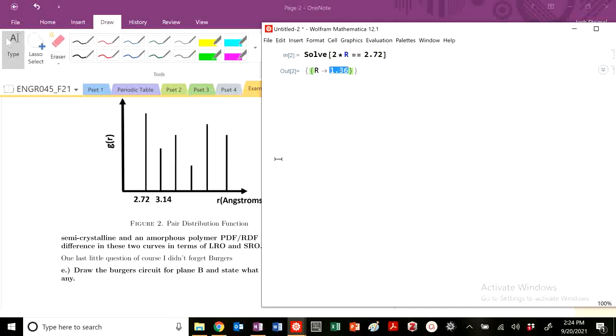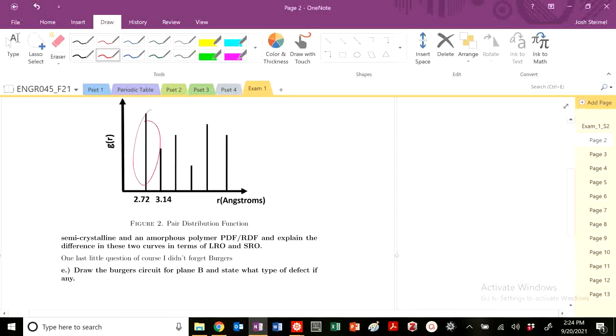So I know that this could be either BCC or FCC. So if it's BCC, it should be 4 times R divided by square root of 3. That's pretty darn close. So BCC, so I know the integral of this first peak is what? 8, because I have 8 nearest neighbors. That gives me the nearest neighbors.